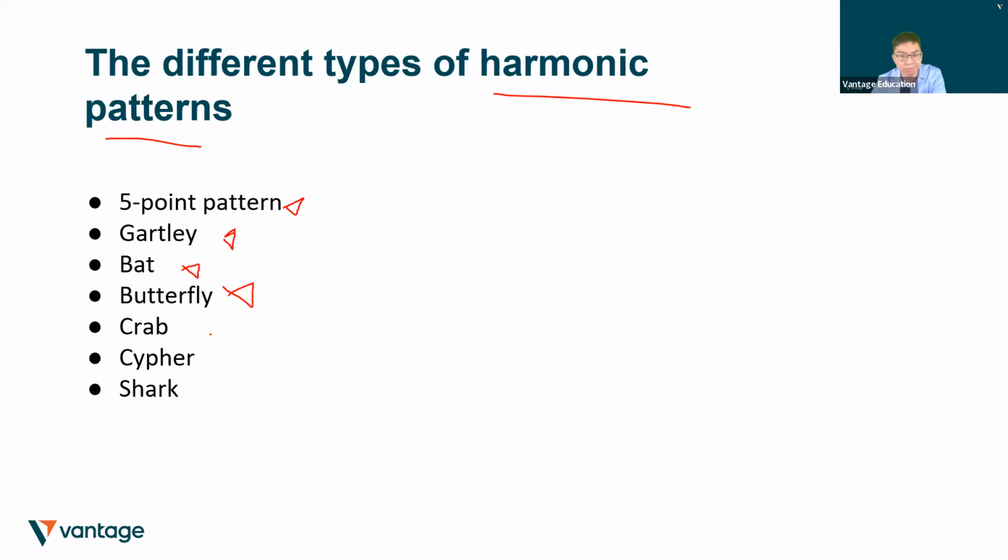We also have the crab, the cipher pattern, and also the shark pattern. Quite a lot of things to cover today. And as I explained earlier, I don't expect you guys to be professional just after this webinar and know how to apply it immediately. I myself took some time to take a look at it.